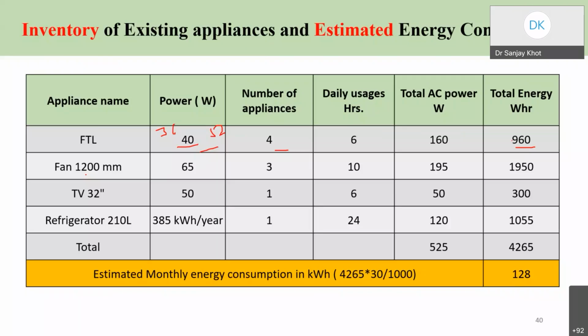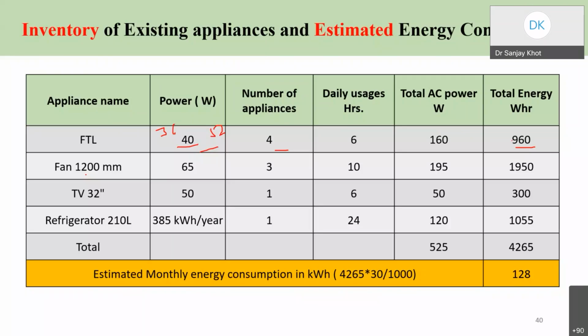If I convert to the month, then for this 4 tube lights, 3 fans, 1 TV, and a refrigerator, we are consuming around 128 electric units a month. So this comes as electric kilowatt hours. Okay. Now we'll see how to do the audit.